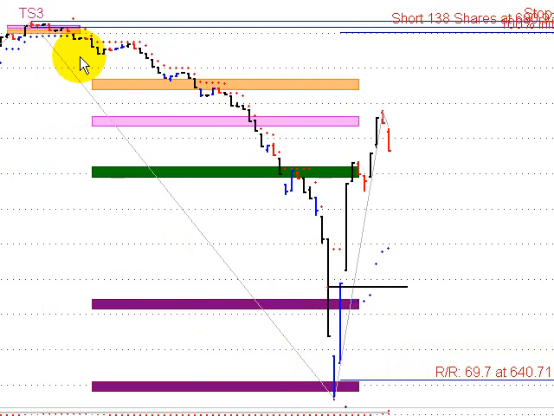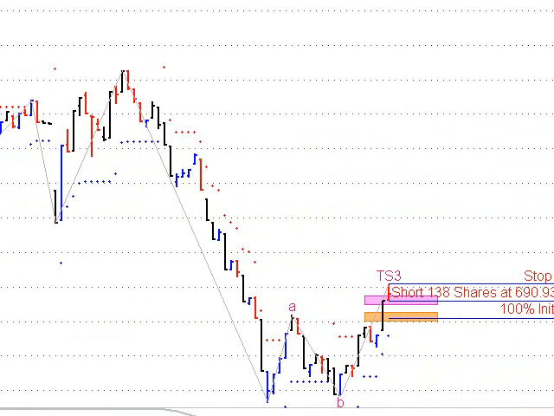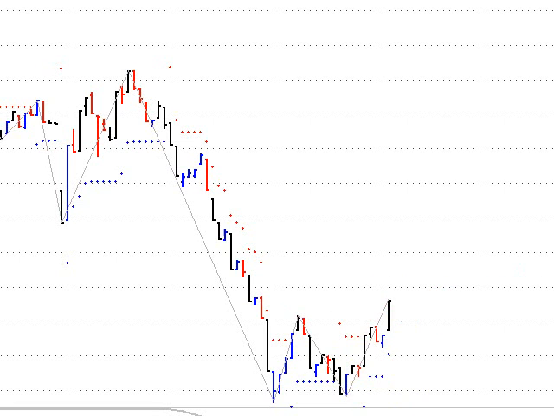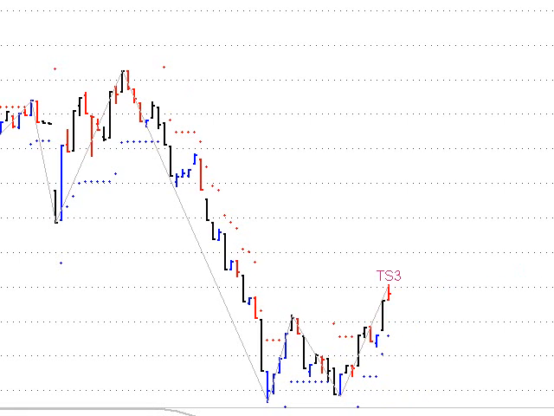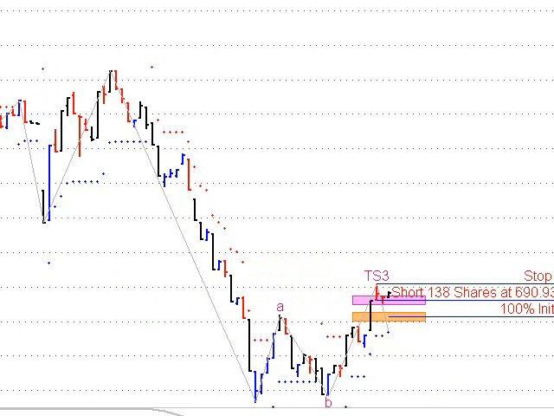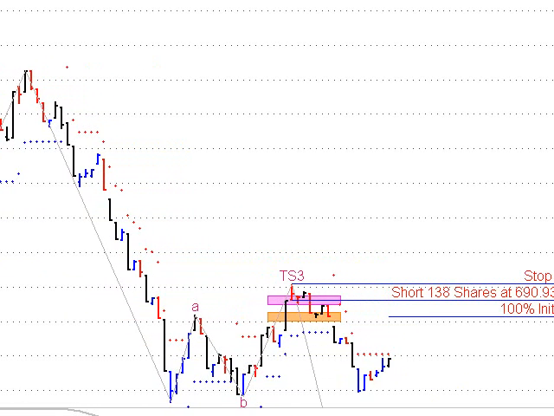This happens to be the Russell, and you can see we had a little ABC correction here. The MT predictor software would have this area in place ahead of time. In fact, I can scroll back here, take this analysis off here, and you can see if I just step this forward, there's the TS3 automated setup, and then you can simply select that to set up the trade.